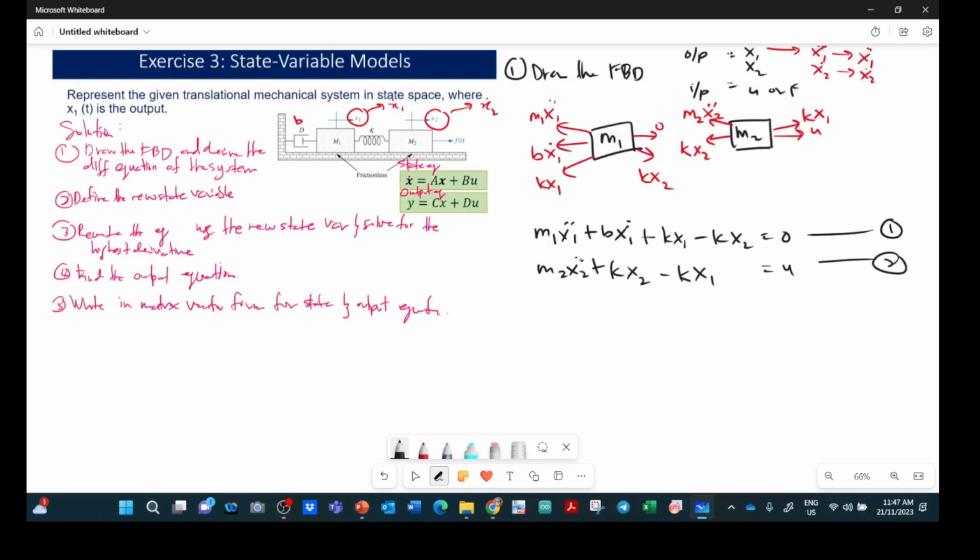Okay, so you have answered the first part. Draw the free body diagram and derive the differential equation of the system. Okay, so you already derived it out. Okay, so the second one is that define the new state variable. Okay, define the new state variable.